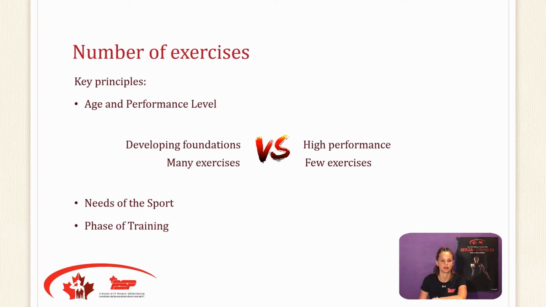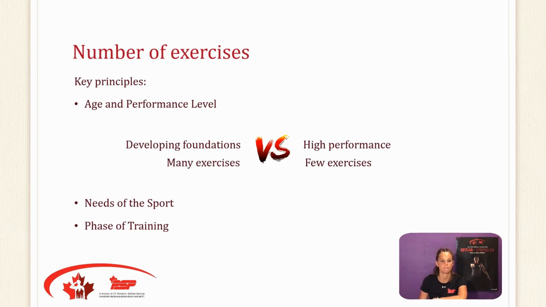Okay, so number of exercises. The key to an effective program is proper exercise selection. We all know it's often difficult to establish an optimum number of exercises. The number and type of exercises must be selected according to the following factors. First one is the age and performance level. One of the main objectives of a training program for juniors or beginner athletes is developing a solid foundation.